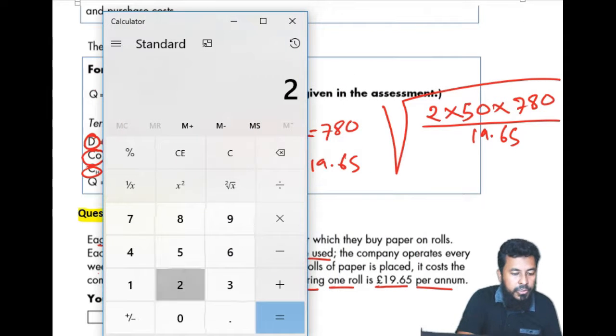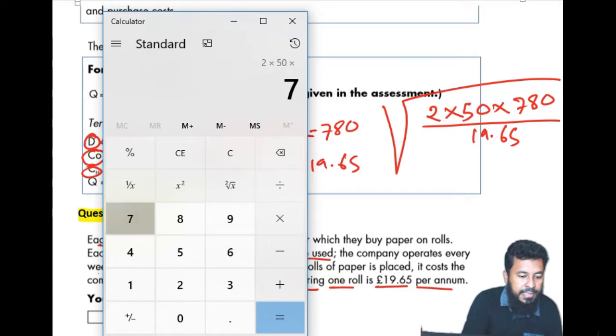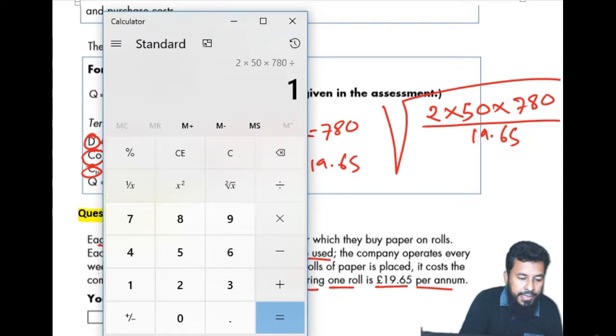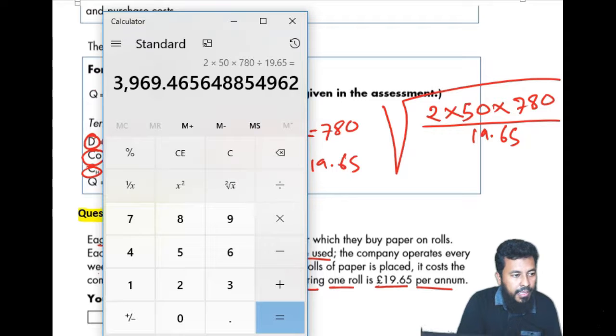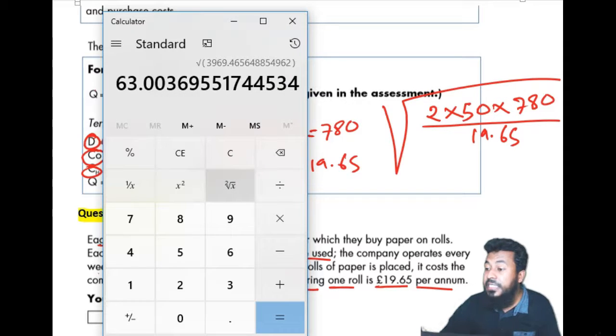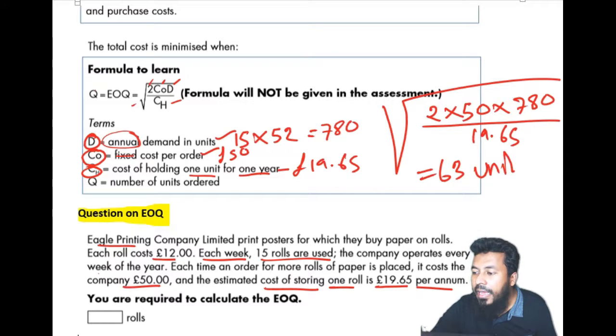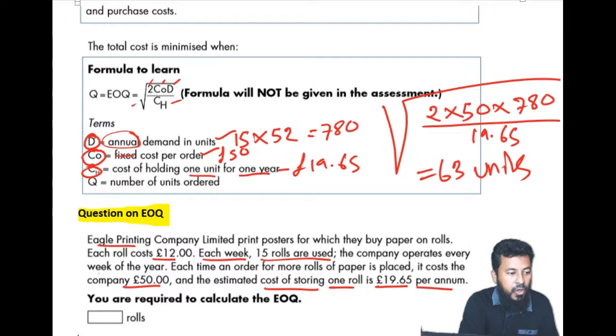2 times 50 times 780 gives you 78,000, divided by 19.65, and then you need to do a root over. I got the answer here: 63. 63 rolls or units are your correct answer. Hope it helps, guys.